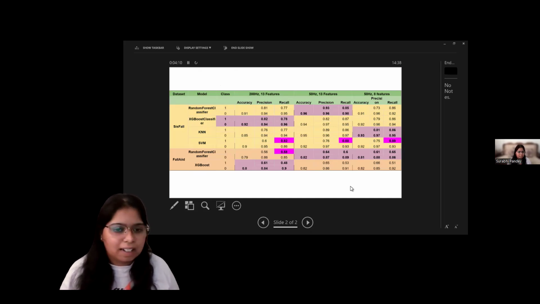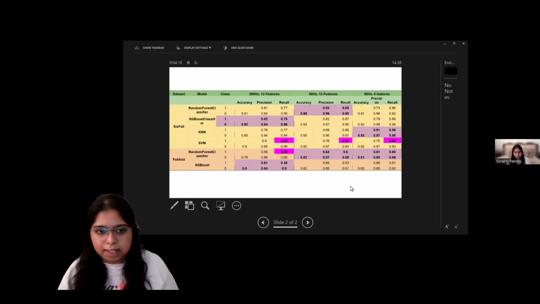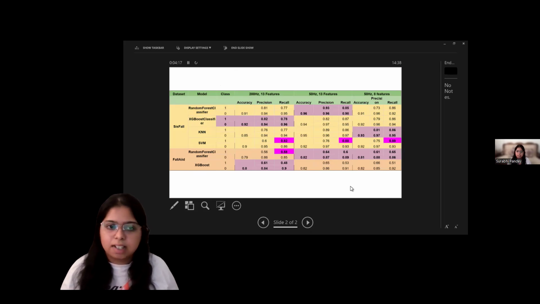So like I said, I've worked on two data sets, SisFall and the second dataset. These two data sets are publicly available, and I trained them on random forest classifier, XGBoost classifier, KNN, SVM, and the second dataset worked based on two models which I trained. They were random forest classifier and XGBoost. So here I present my metrics.